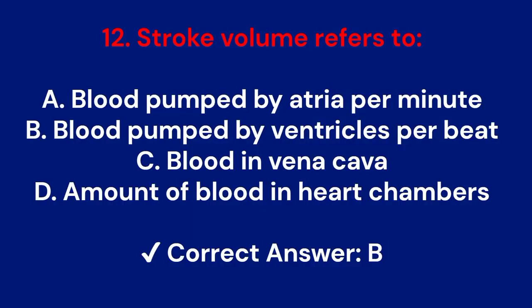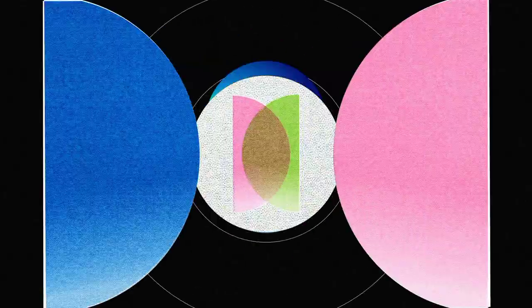12. Stroke volume refers to: A. Blood pumped by atria per minute, B. Blood pumped by ventricles per beat, C. Blood in vena cava, D. Amount of blood in heart chambers. Correct answer: B. Blood pumped by ventricles per beat.